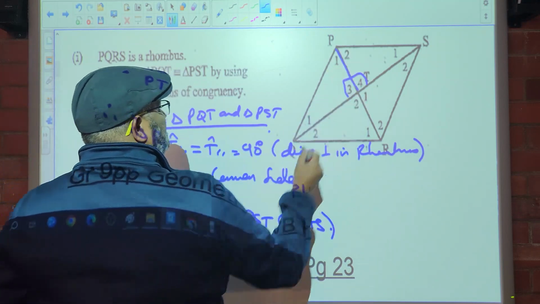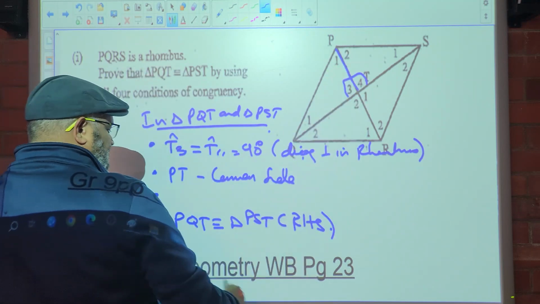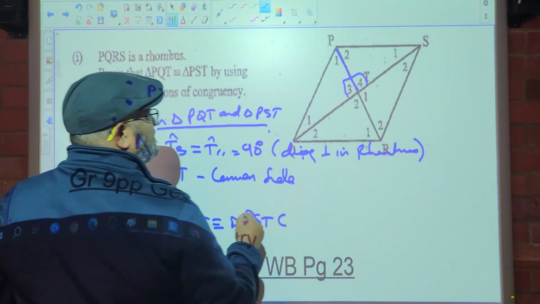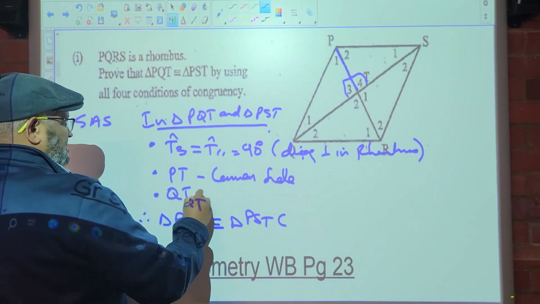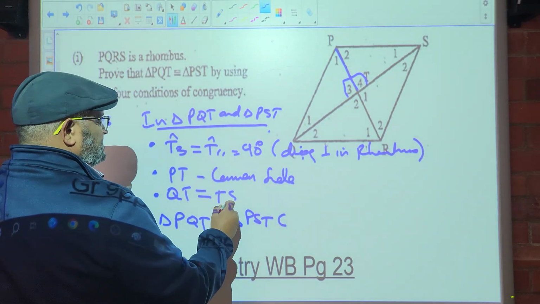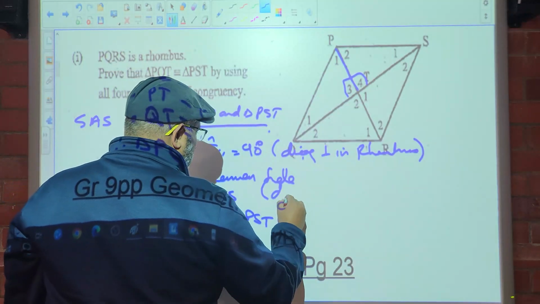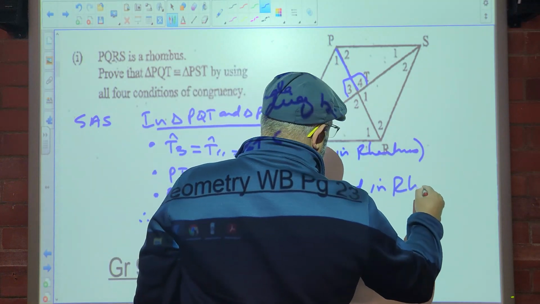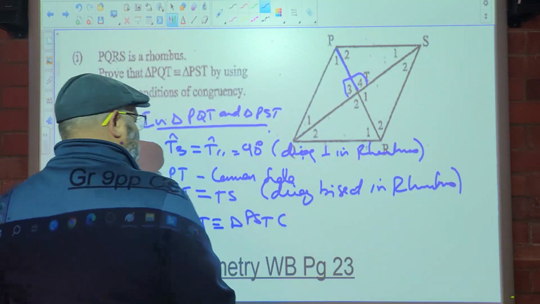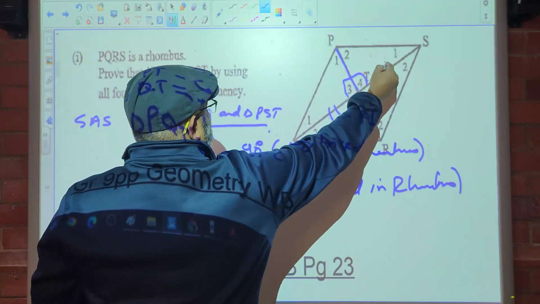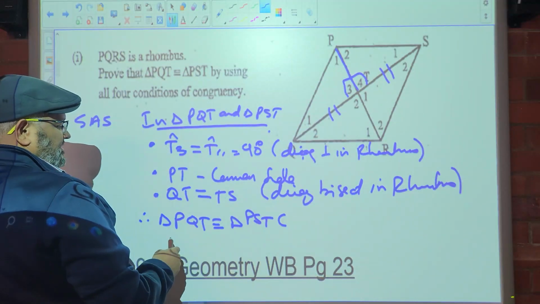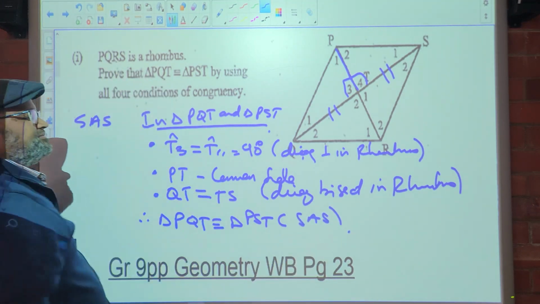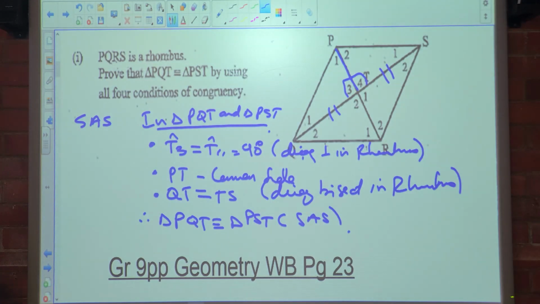Then we say that PT is a common side. One more, which is QT is equal to TS. Why? The diagonals bisect each other in the rhombus. So there we have that as well. So it should be side angle side. So therefore triangle PQT is congruent to triangle PST, side angle side. Okay.